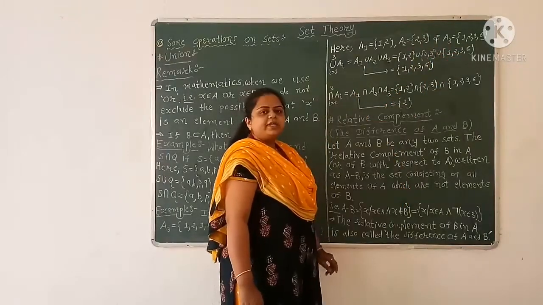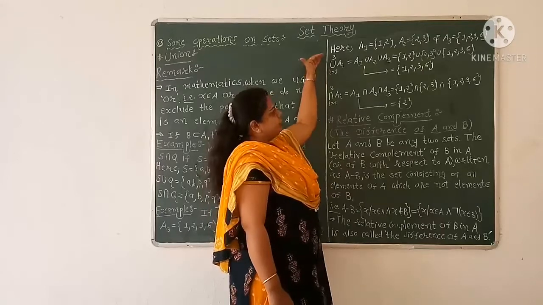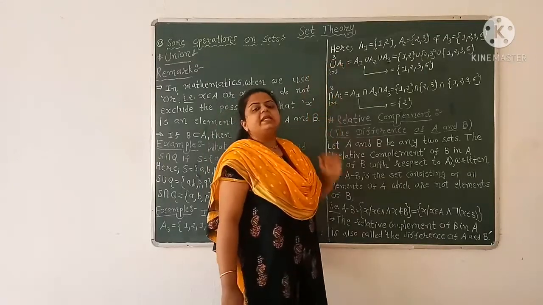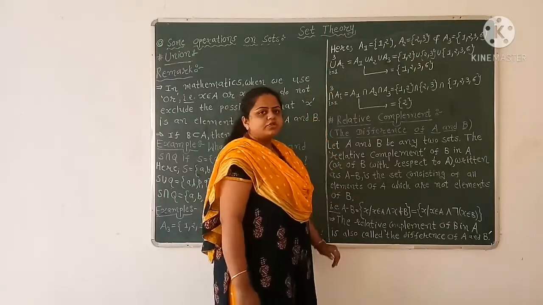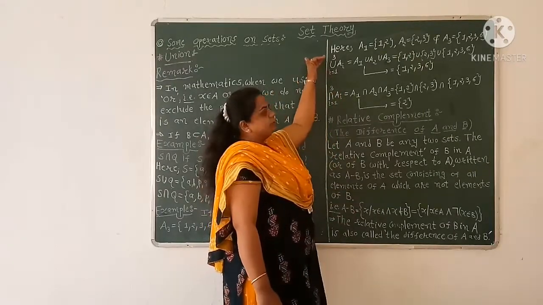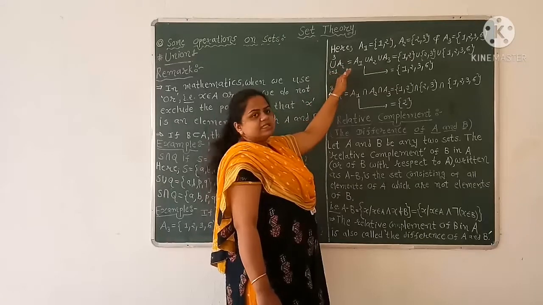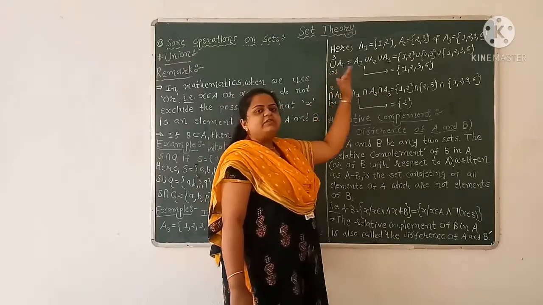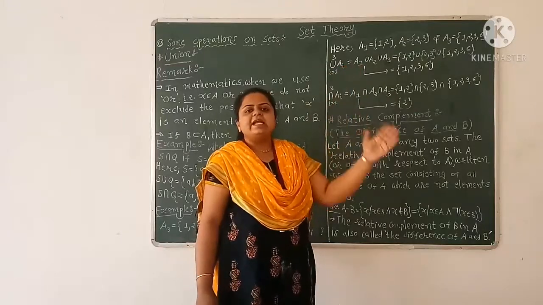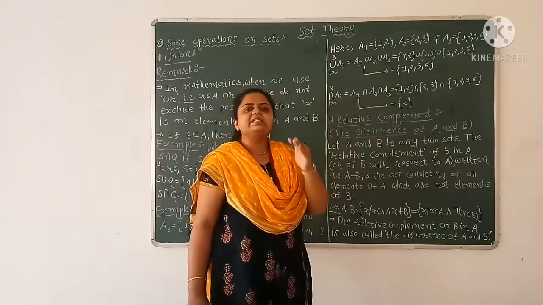We have to find the union over i equal to 1 to 3 of Ai and the intersection over i equal to 1 to 3 of Ai. So the union over i equal to 1 to 3 of Ai is equal to i equal to 1, that is A1, i equal to 2, that is A2, and i is equal to 3, that is A3.